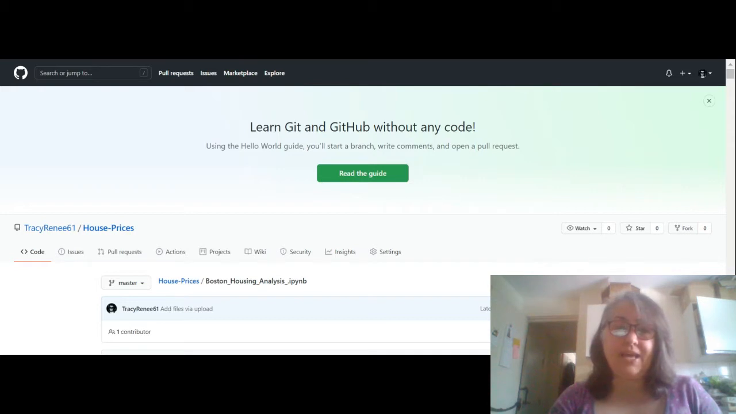So what I've done is I wrote my program on Google Colab, which is a free online Jupyter notebook, and then I saved it to GitHub. So I'm on the GitHub account right now.